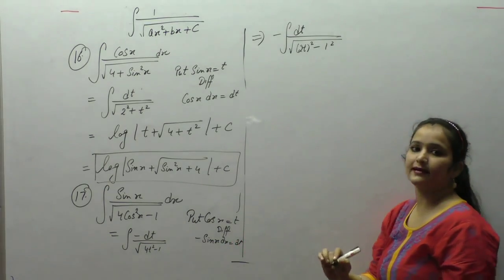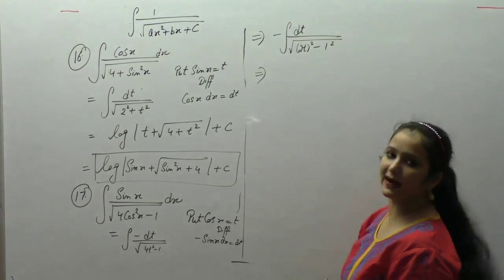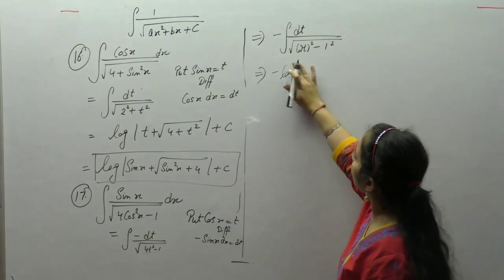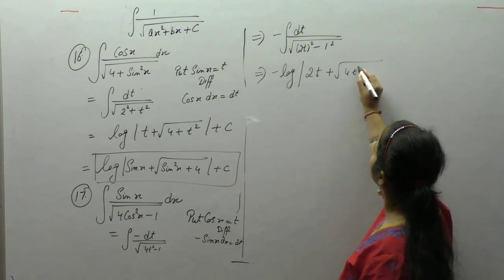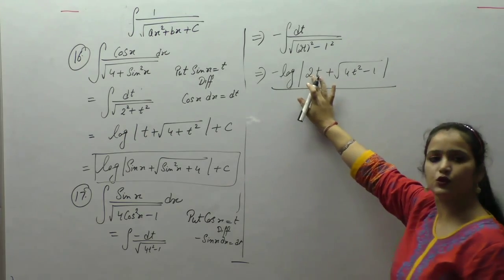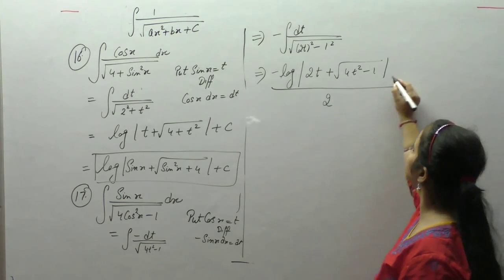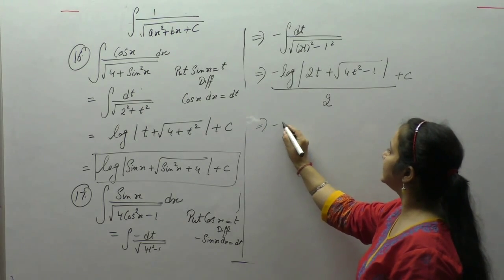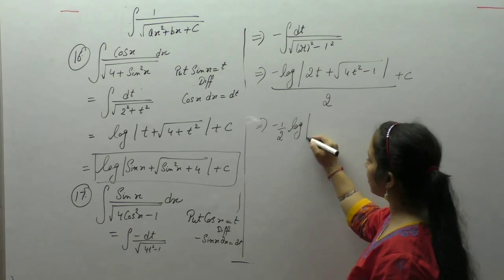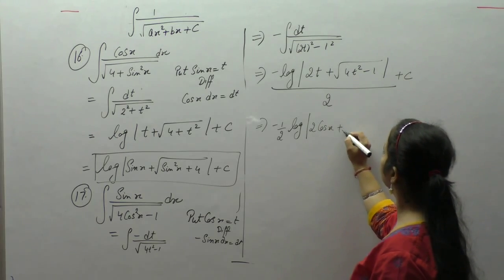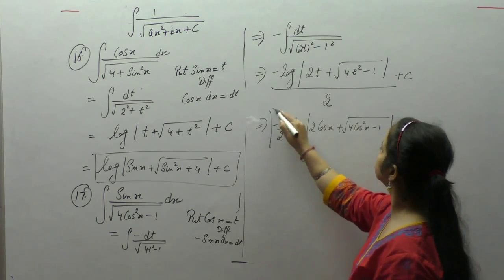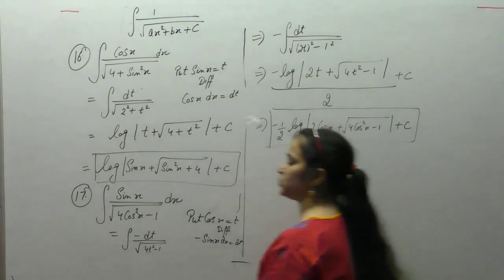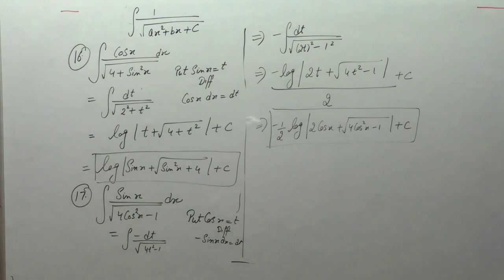Integral of 1 upon square root of x square minus a square is log of x plus square root of x square minus a square. Because here x is 2t, we take the derivative of 2t in the denominator. So minus 1 by 2 log of 2 cos x plus square root of 4 cos square x minus 1, plus c.